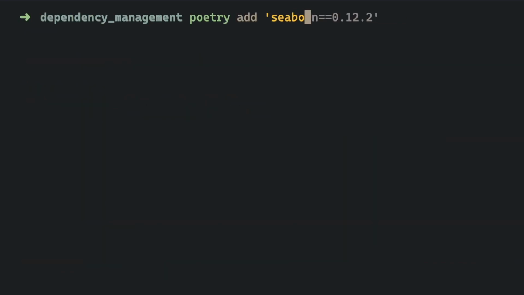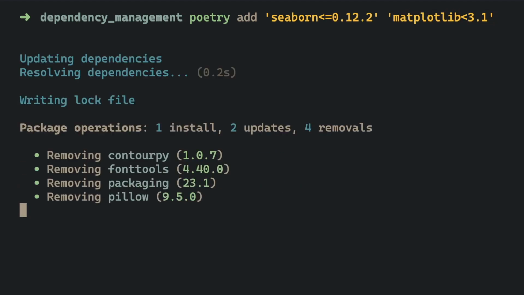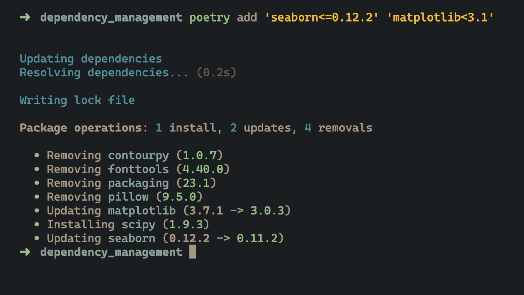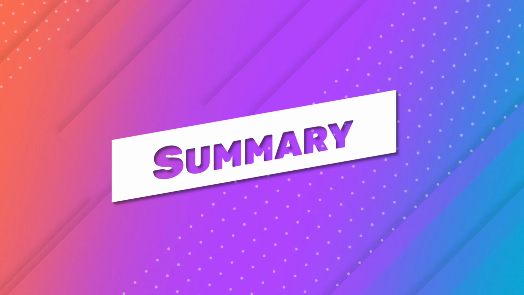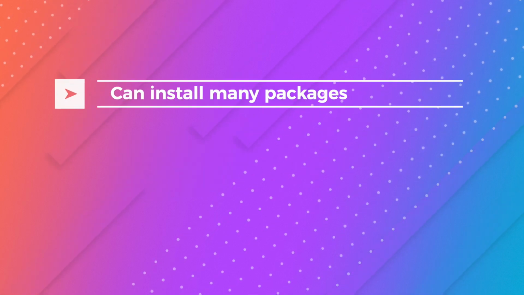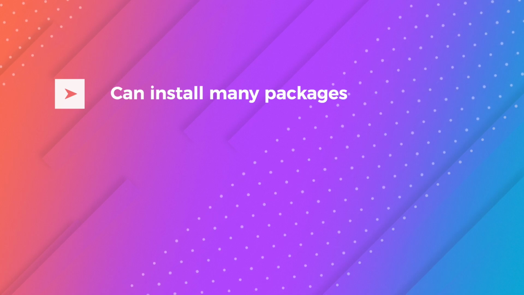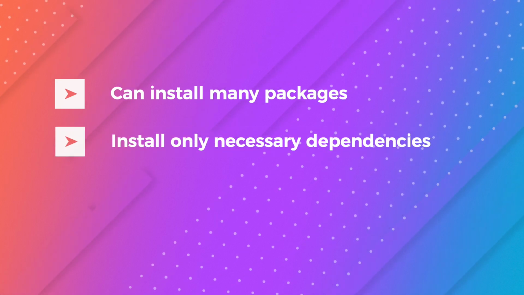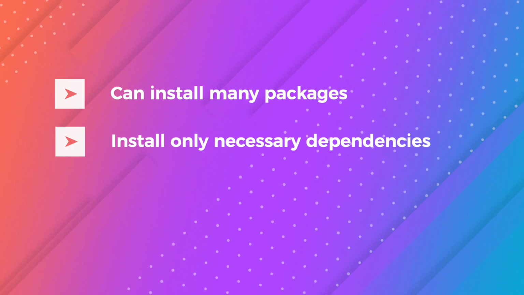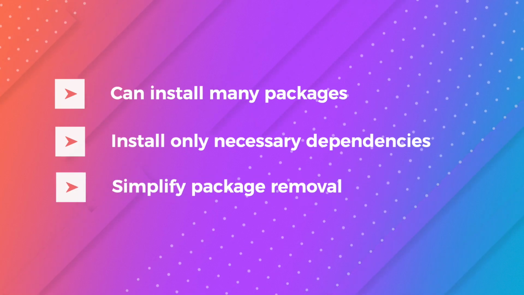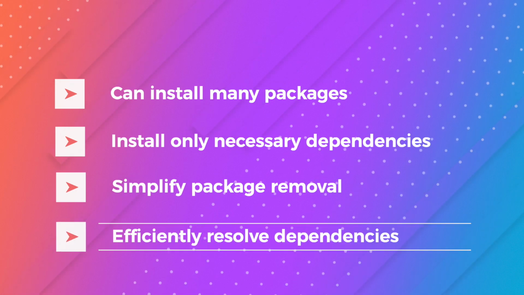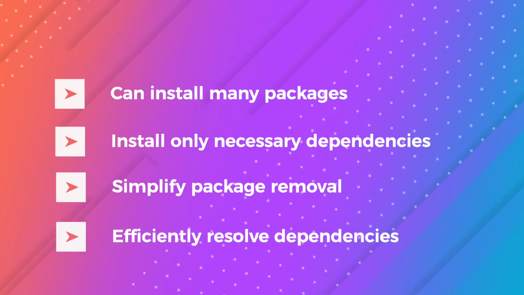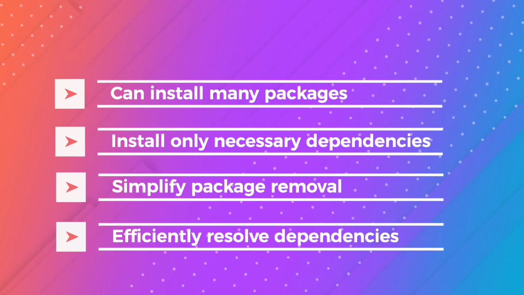For example, in this case, we can relax the requirement for seaborn to enable the installation of a specific version of matplotlib. In summary, Poetry provides several advantages over pip and conda. Firstly, Poetry provides access to a wide range of packages. Secondly, Poetry installs only the necessary dependencies. Thirdly, Poetry simplifies the removal of packages and their dependencies. Lastly, Poetry efficiently resolves dependencies and addresses any conflicts promptly.